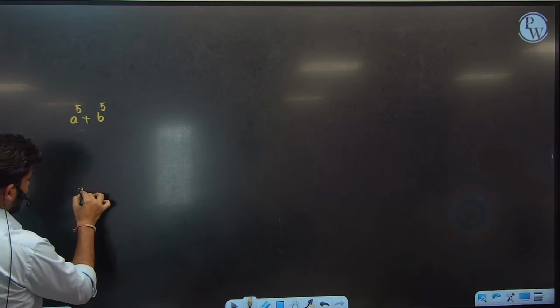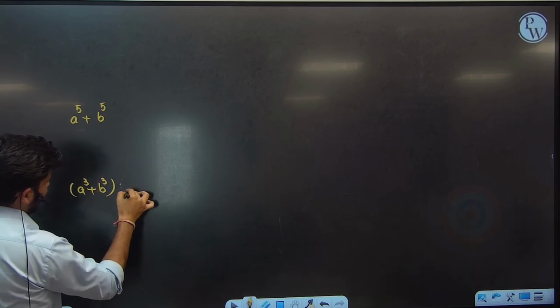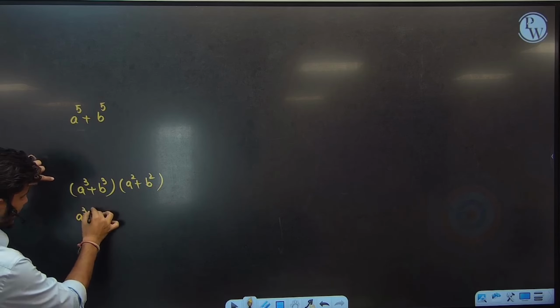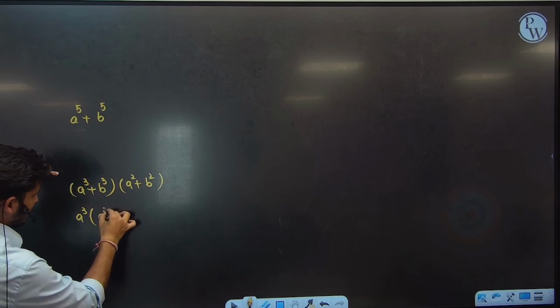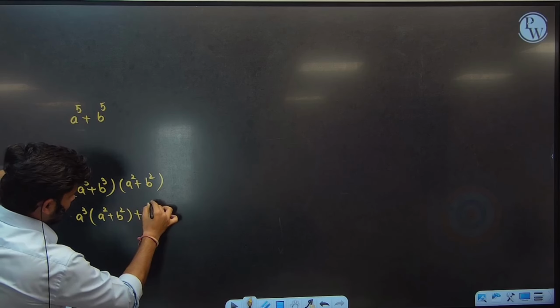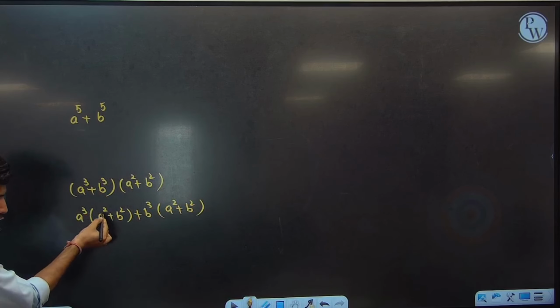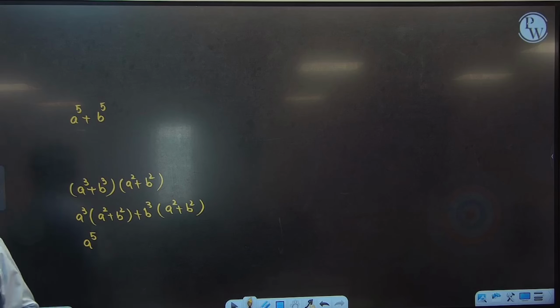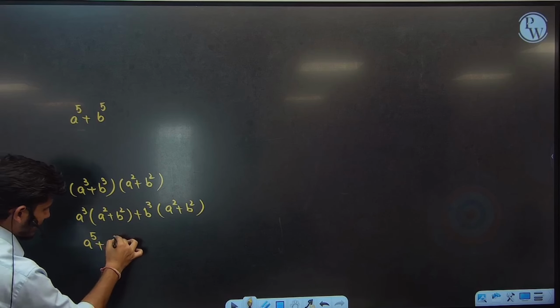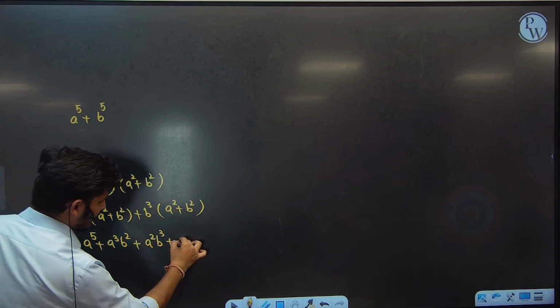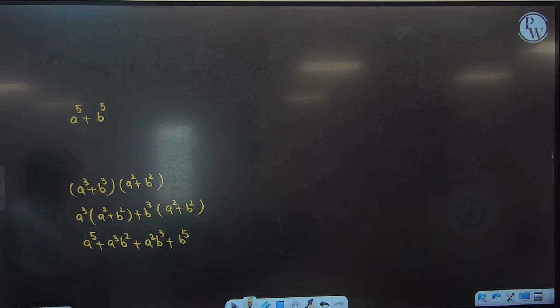Answer: (a cube plus b cube) multiplied by (a square plus b square). Okay, multiply. For this, open a bracket along with the second bracket. So a square plus b square, and plus b cube, followed by another bracket. Now multiply: a cube into a square gives a to the power 5, because with the same base the powers will be added. Here a cube b square, and here a square b cube, and here b to the power 5. Now a to the power 5 plus b to the power 5.